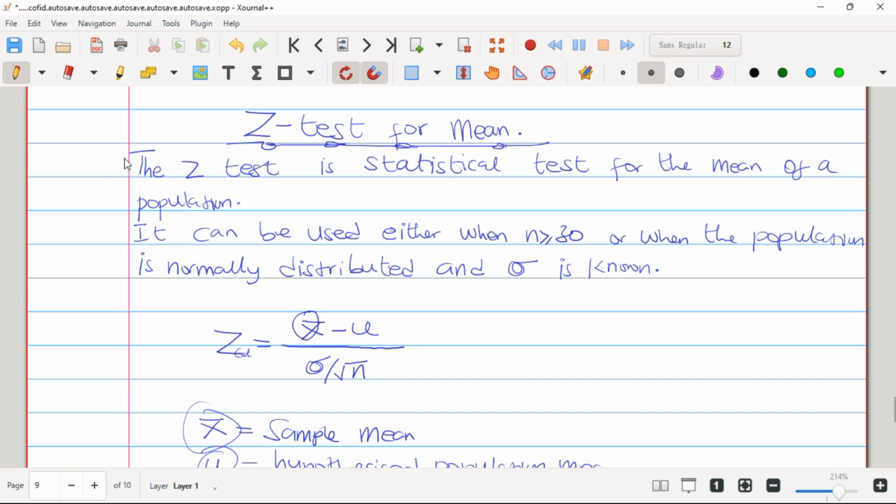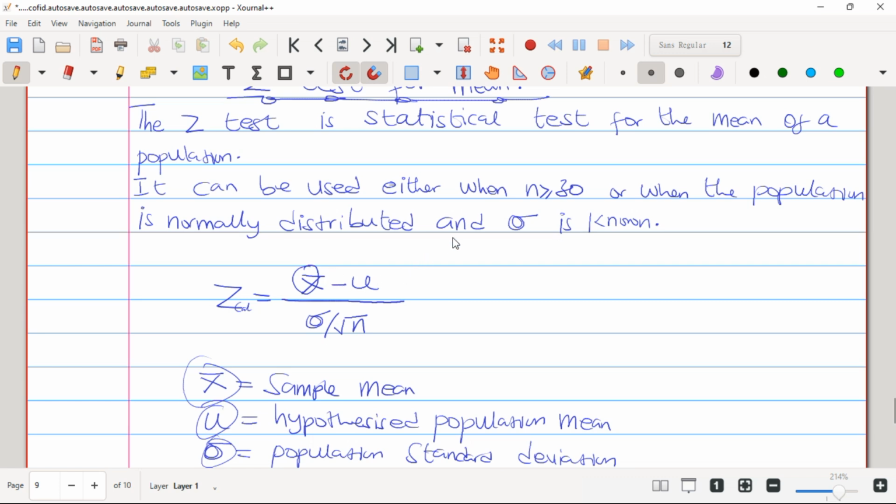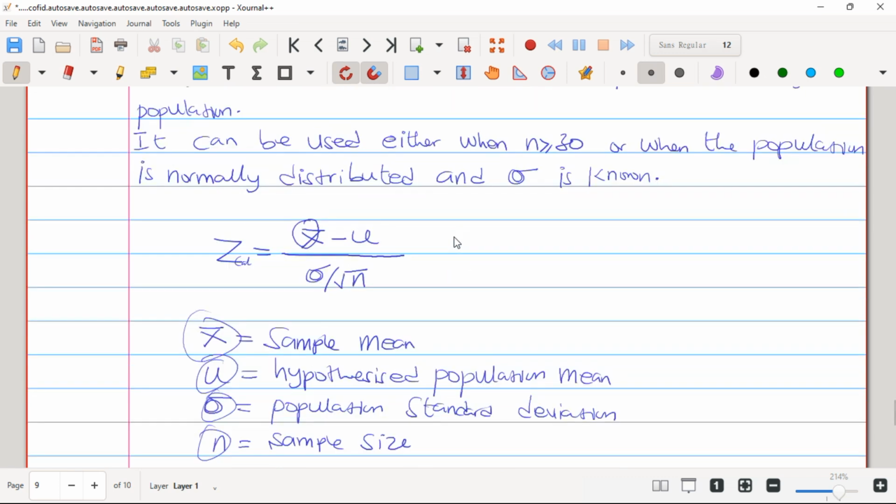So here we are saying that the Z test is a statistical test for the mean of a population. It can be used either when our n is greater than or equal to 30, or when our population is normally distributed and our population standard deviation is known. So once our population standard deviation is known and our n is greater than or equal to 30, we are going to use what we call the Z test, right? How can one use the Z test to calculate for our hypothesis testing?